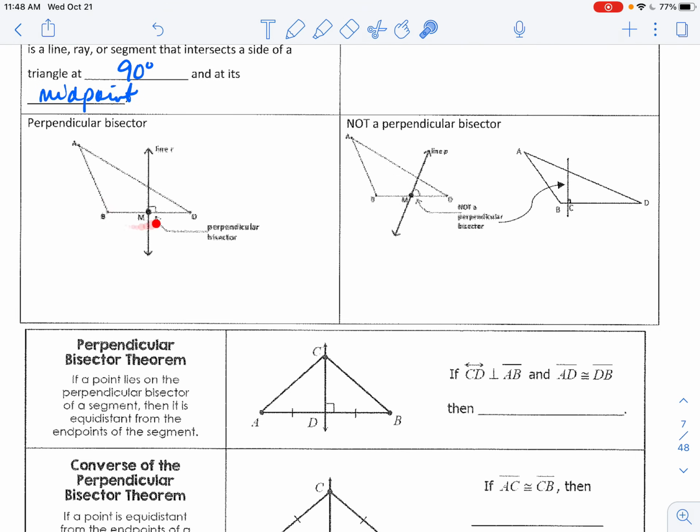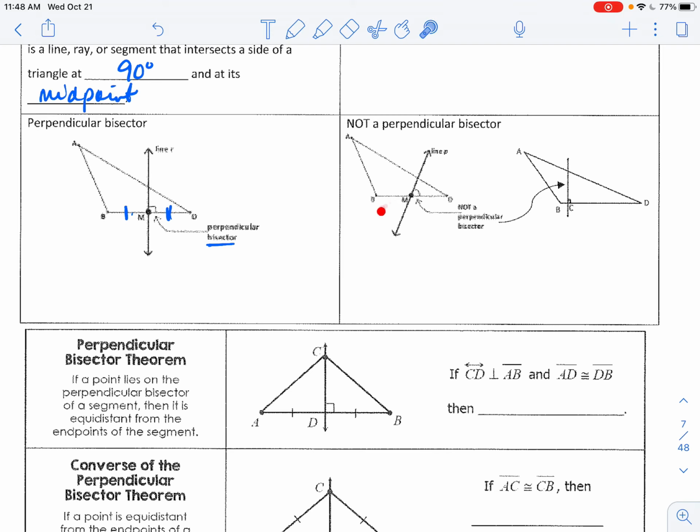Let's take a look at this first one. This is a perpendicular bisector. This could be a line, a ray, or a segment, and it is intersecting at a right angle, and each of these segments is congruent. If it's bisecting, we're cutting it into two equal parts.